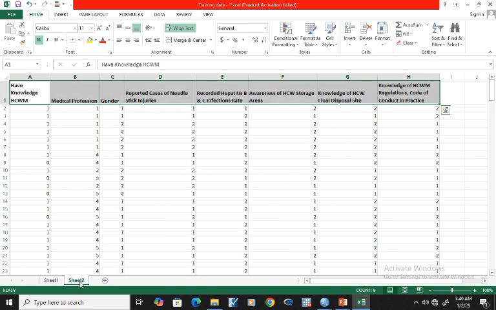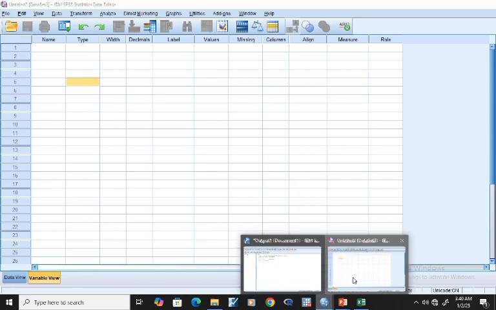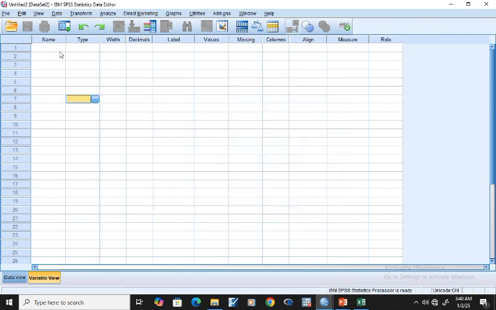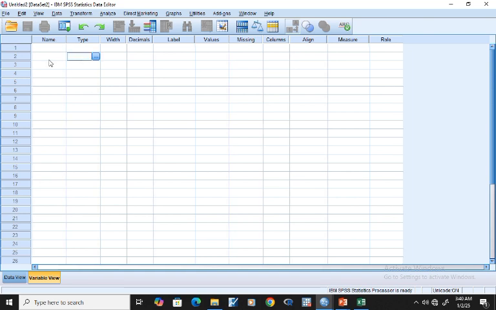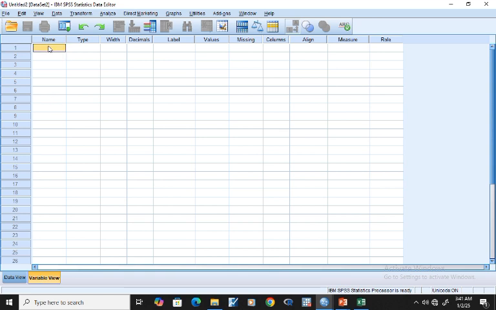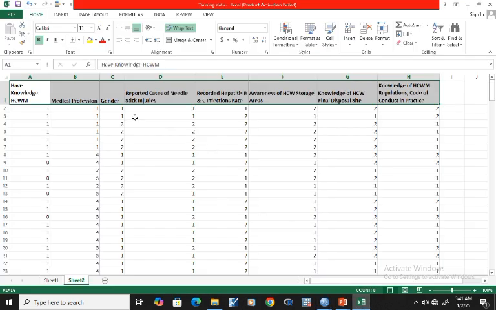So the first thing for us to do is to launch SPSS, and immediately you launch, you have this. You could see we have the data view and the variable view. We'll remain on the variable view for a while, and I will go to our major variables we want to analyze. We'll copy them. These are the names given to each of the variables.